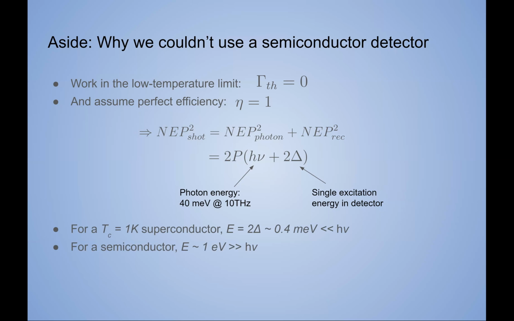Some numbers for a Tc equals 1 Kelvin superconductor, which is the ballpark we design these things around. The gap energy is just milli-electron volt scale, which is well below the tens of meV scale for a terahertz photon. Whereas for a semiconductor, band gaps are eV scale. I didn't look this up, but I'm pretty sure it's true if I remember correctly, which is well greater than the photon energy, meaning you just mathematically can't reach this shot noise sensitivity limit.